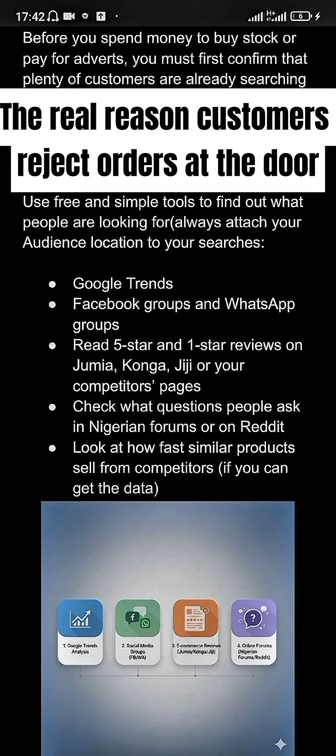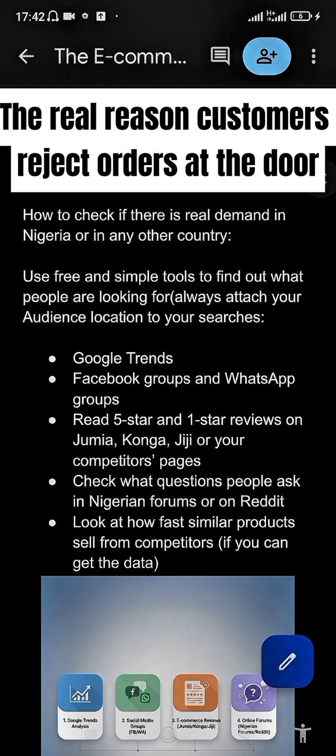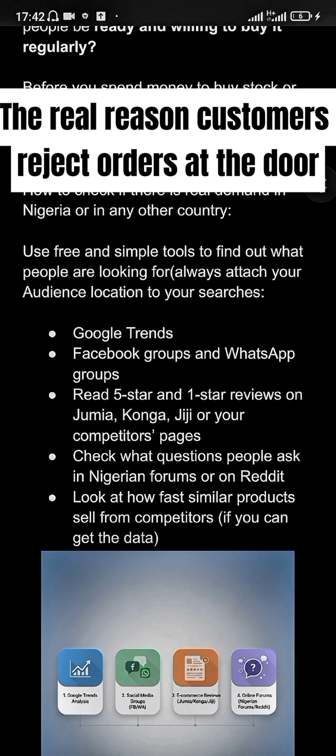Read 5-star reviews and also read 1-star reviews, because these 5-star reviews will tell you what the person liked about the product. And the 1-star review will tell you what the person did not like, so that you can use it and improve upon what the product they're complaining about has, and add it to your own product there.